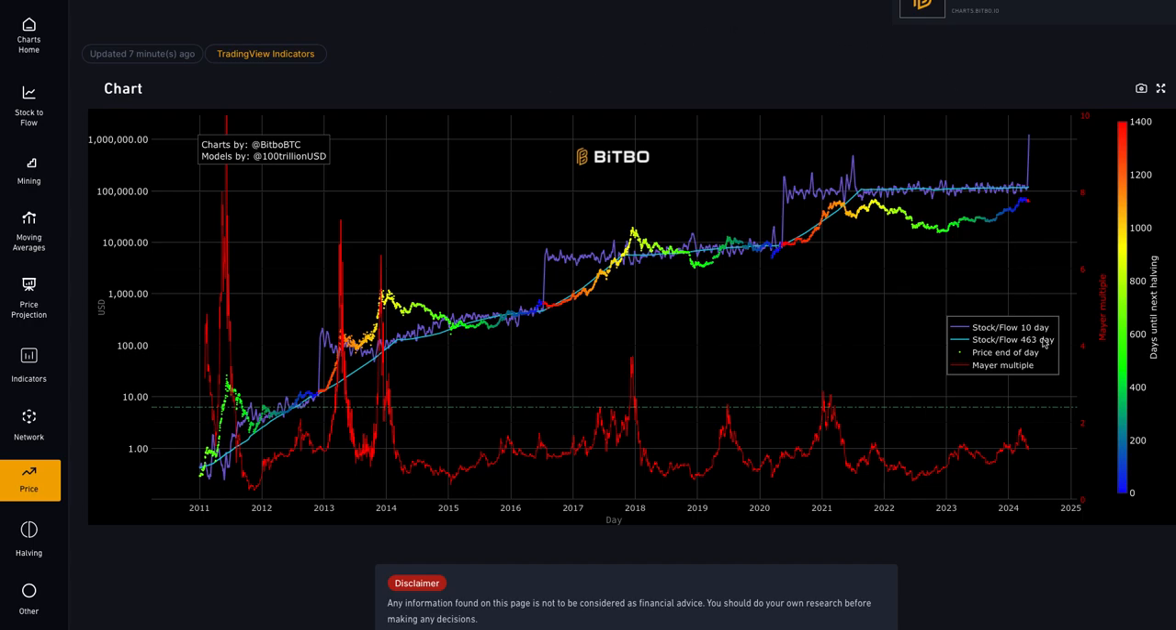So, the Mayer multiple, here we have it in red on the side, how extended it gets, and then we have it here correlating to the price that we can see, which is this rainbow line going up and down. So what does the Mayer multiple do? It looks at the 200-day average of the Bitcoin price, and it tells us how the current price compares to the average of the last 200 days.